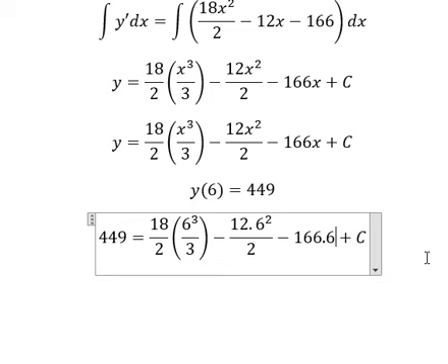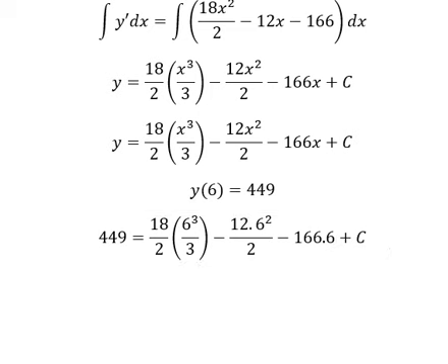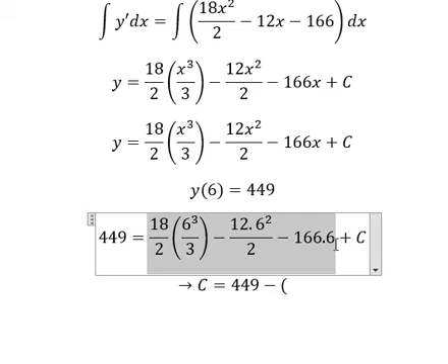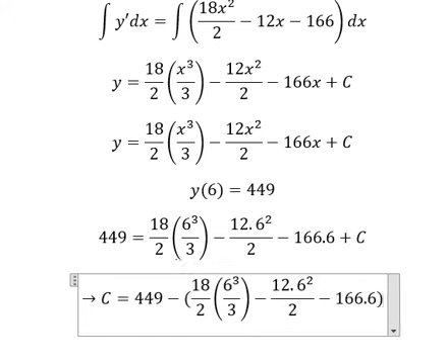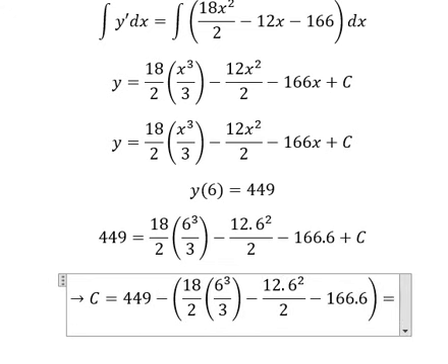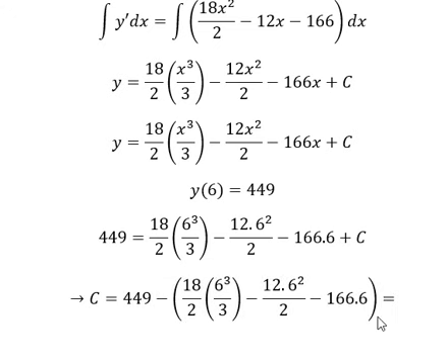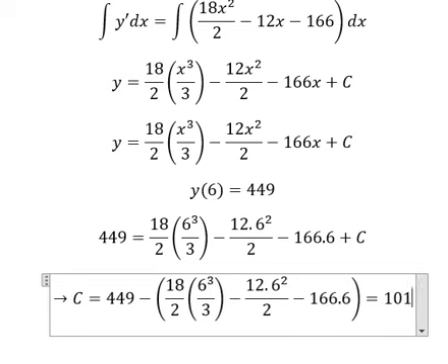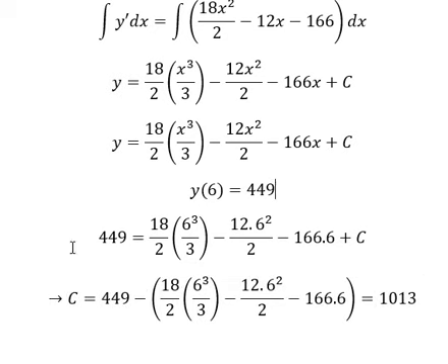Now I will find the value of c. So I will put this number going to the left, and we got the final answer. We have 1013, and now we go back in here.